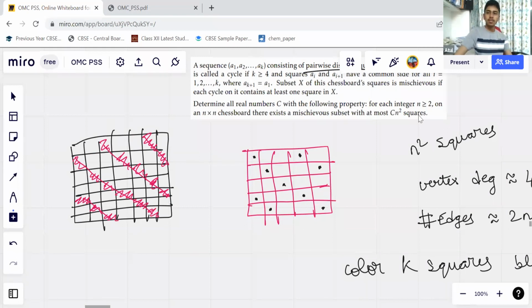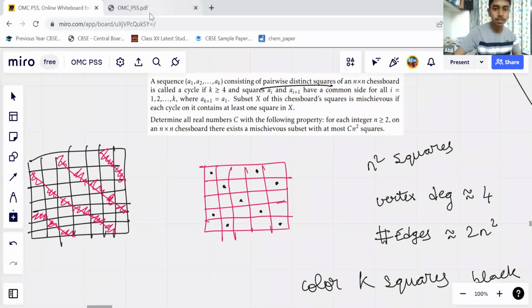Okay, but yeah, this is a nice problem. Does anyone have any questions? We did use graph theory, so I can explain if that wasn't clear.